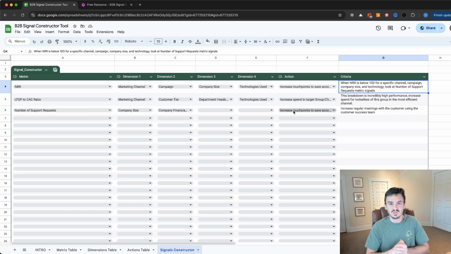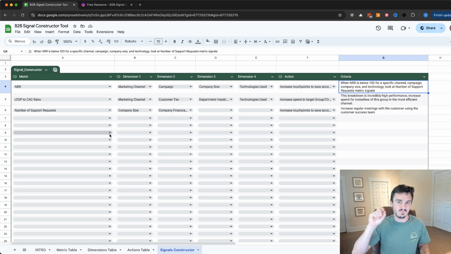So this is the signal constructor. You can layer this however many times you want in whatever way you want. You can combine these actions. You can explain them with the criteria in column G there. This is the way that you come up with a playbook and game plan for your team to attack the areas that are causing you problems right now.